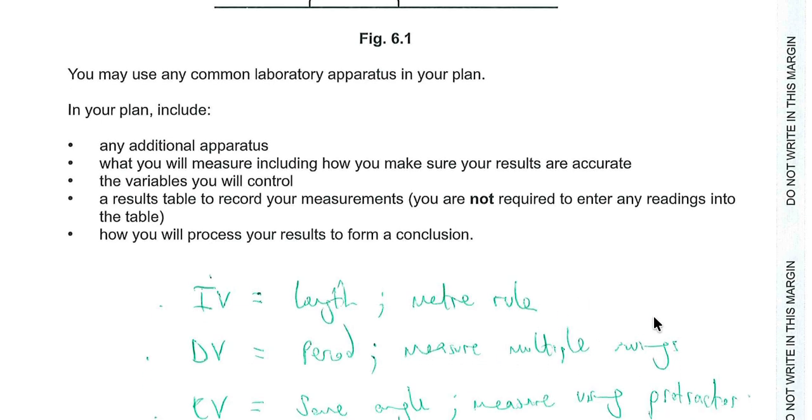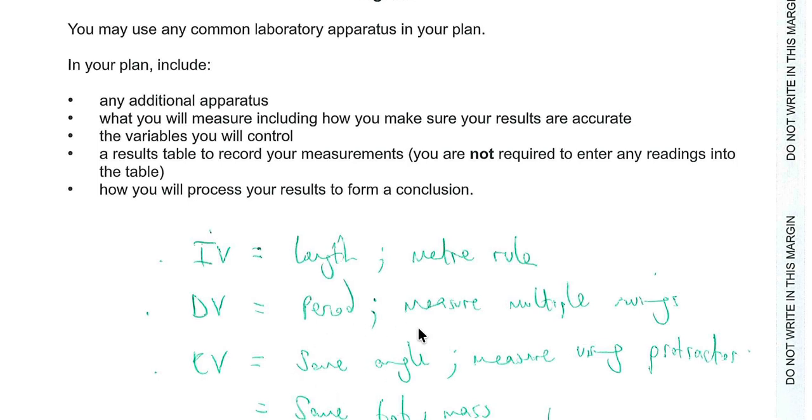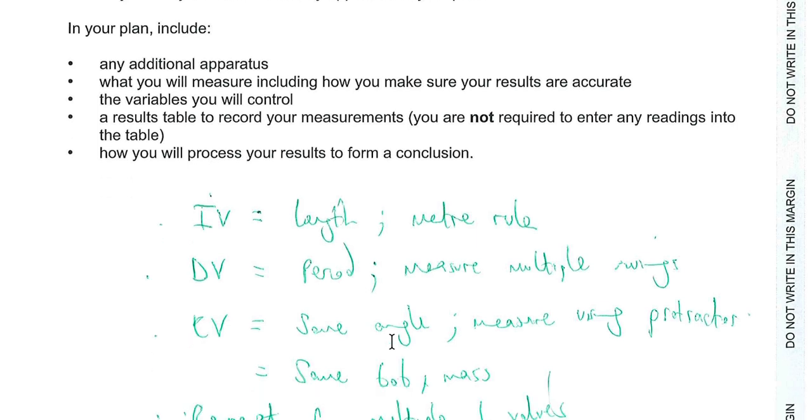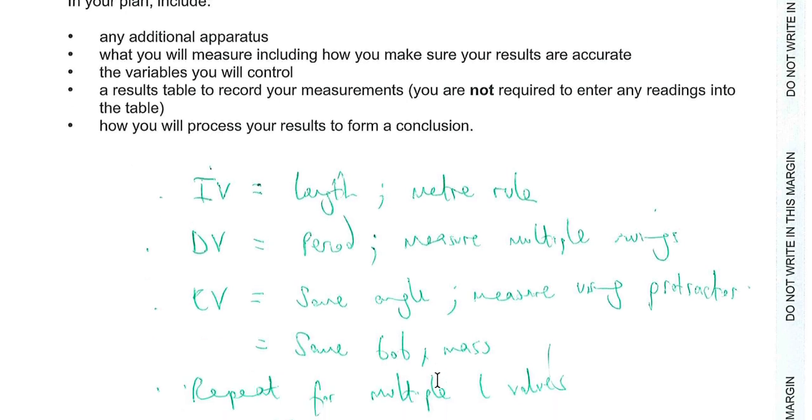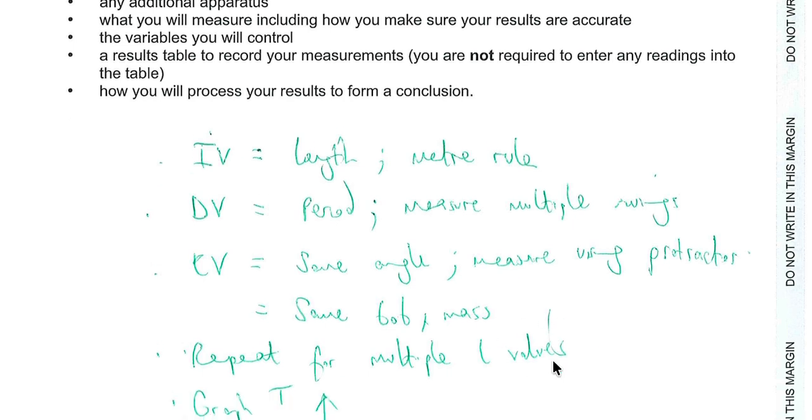Control variable: I'm going to use the same angle each time when I pull this to the side, and I'm going to make sure that's measured using a protractor. Even more detail, I could say that the angle is quite small, because that's really important here, but it's not required. Then I'm going to use the same bob, with the same mass, same material, and I'm going to go over the top here: same shape, same radius. Give as much detail as you can. We're going to repeat for multiple L values, and we're going to draw a graph.